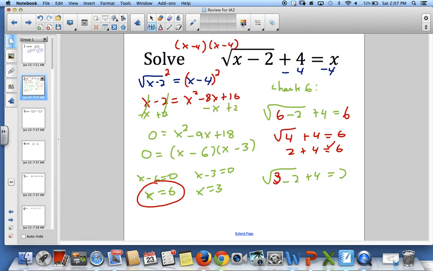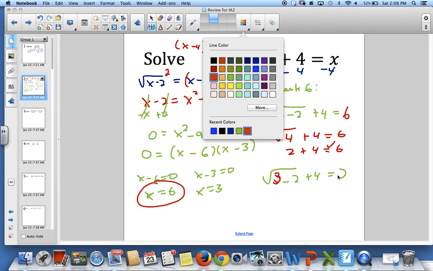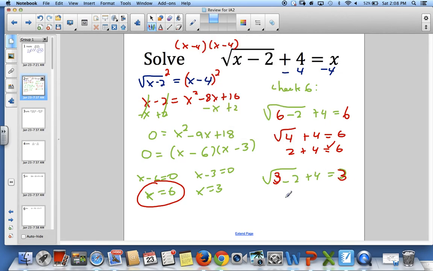Oh, it should be red, sorry. And then we see if this works. And what this gives is square root of 1 plus 4 equals 3. 1 plus 4 equals 3, and that's not true, so this is not a solution. So 6 is the only solution.